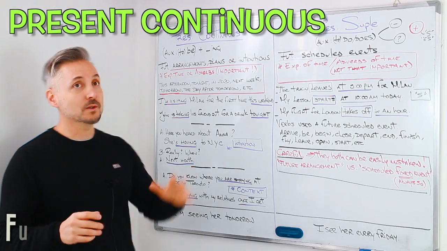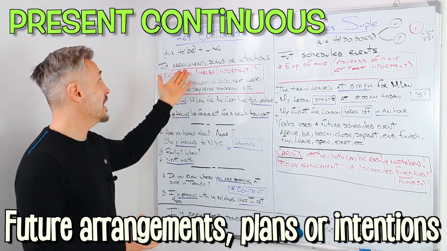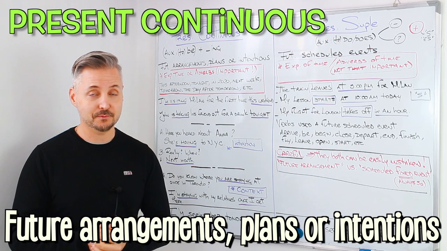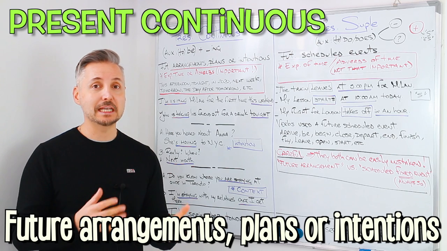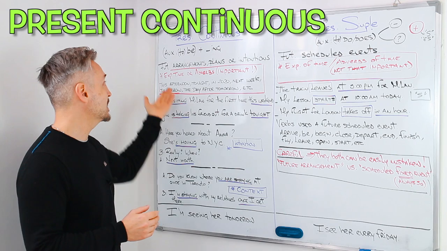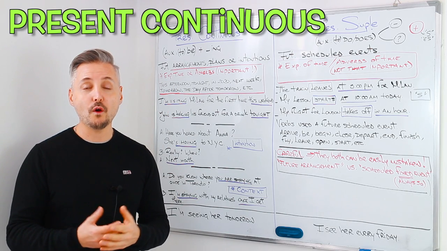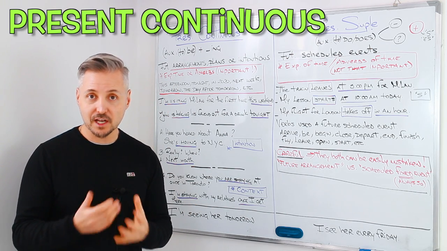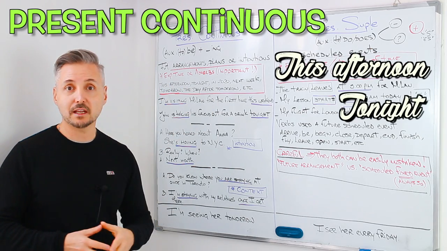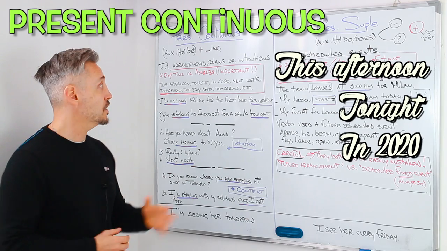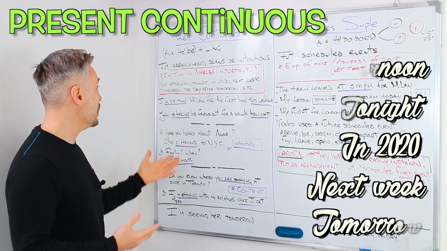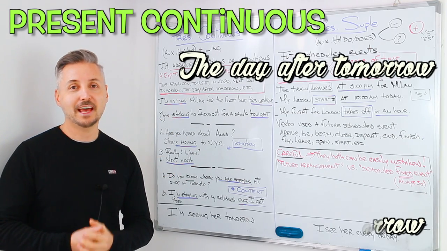However, we use the present continuous for future arrangements, plans, or intentions. But how do you know it is a future event? Well, you know that because there is a time expression or an adverb of time, like this afternoon, tonight, in 2020, next week, next month, next year, tomorrow, the day after tomorrow, etc.